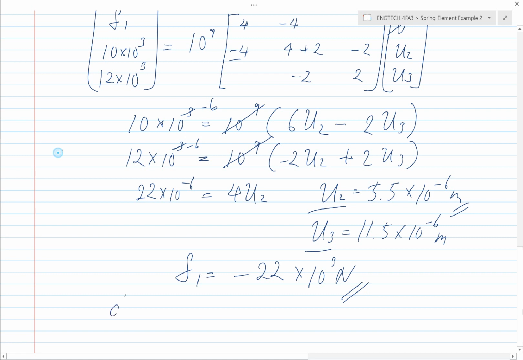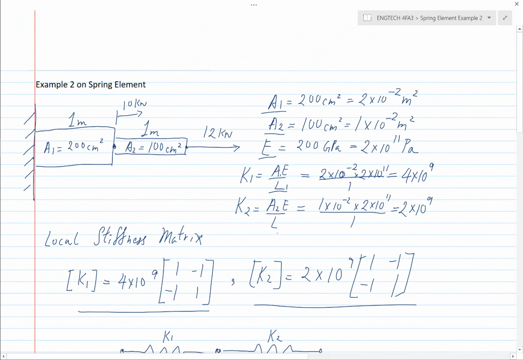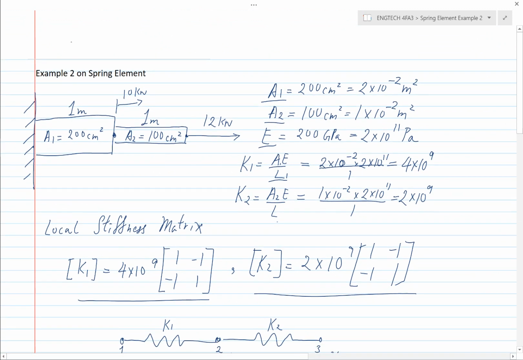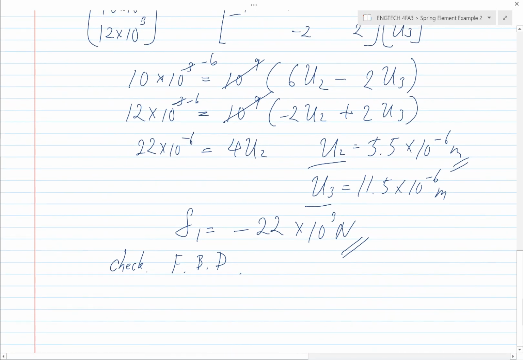You check with the free body diagram. Up there, we have a force acting to the right on node 1 is 10 kilonewtons, and node 2, the force is 12 kilonewtons. In total, there's 22 kilonewtons to the right, which is correct. F1 has 22 kilonewtons to the left. Thank you very much.